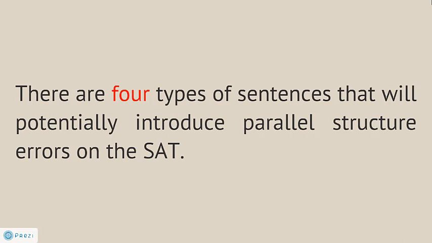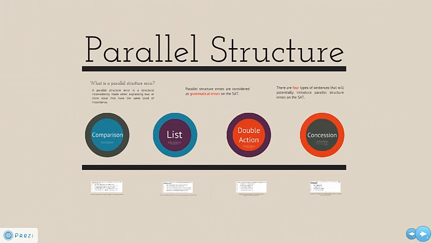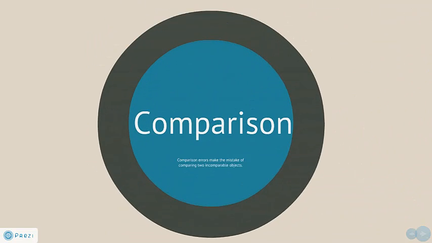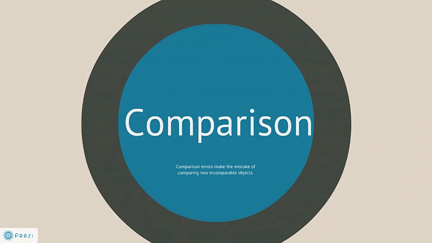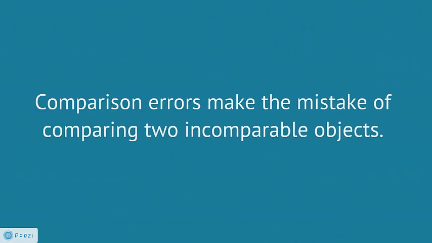There will be 4 types of sentences that potentially introduce parallel structure errors on the SAT. These sentences are comparisons, lists, double actions, and concessions. Parallel structure errors occur with the most frequency in comparison sentences, so let's take a look at these first.